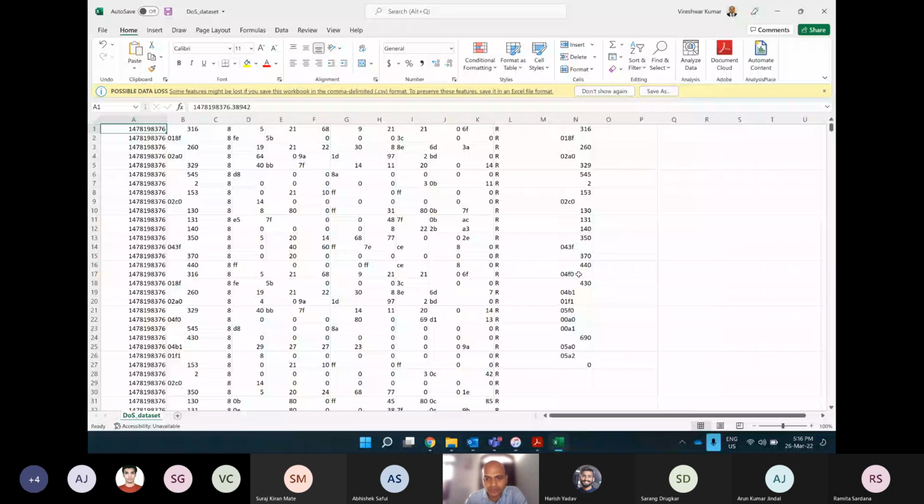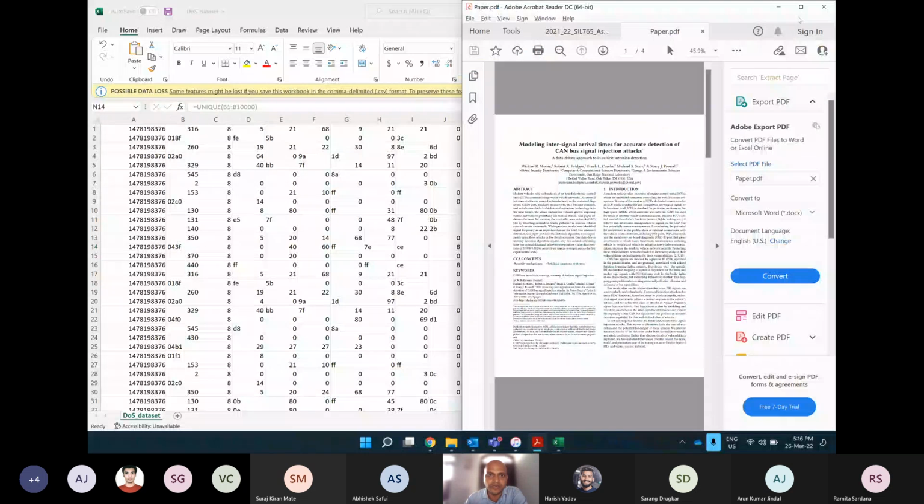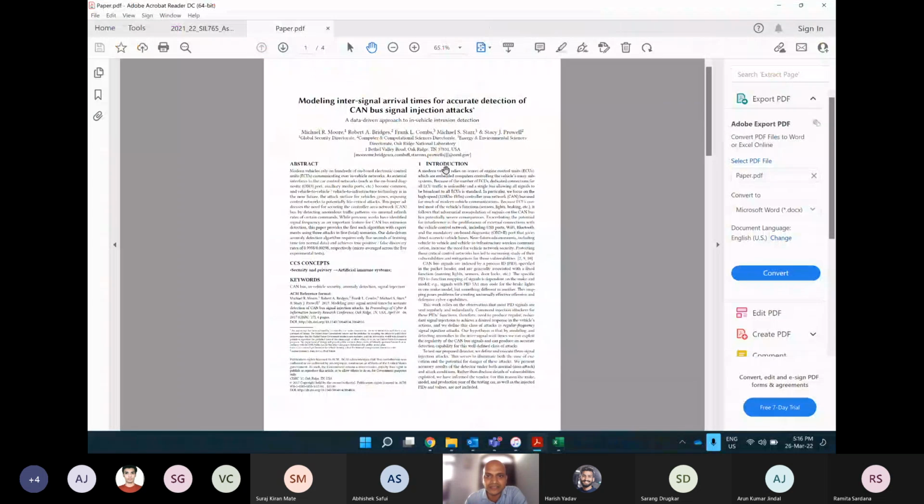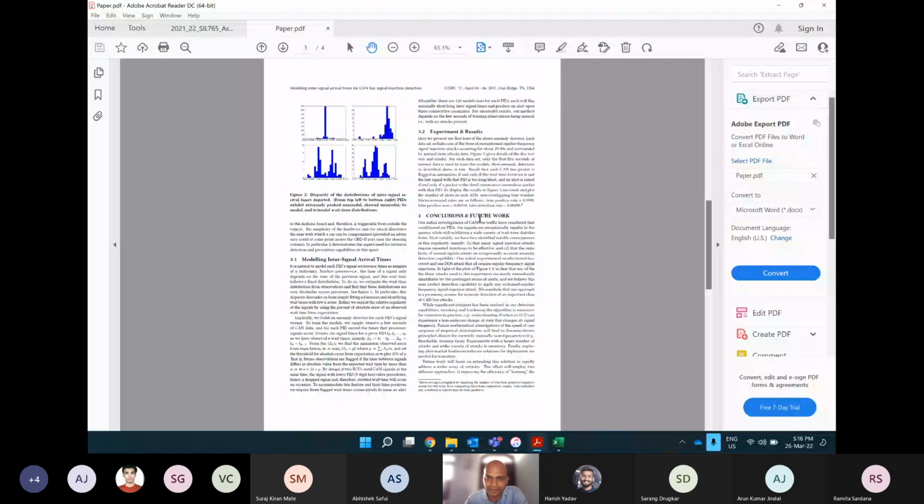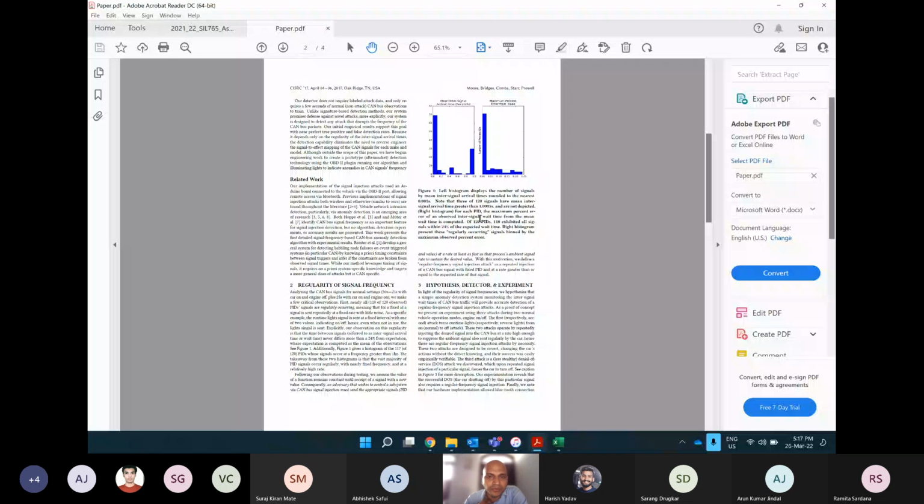Okay, now let me talk about what we could do. So, modeling inter-signal arrival times for accurate detection of CAN bus injection attacks. So you can go through some of the information that is given in this paper, and you could do a very similar thing. You could probably draw some histogram. That is also fine. I'm sure that even the histogram will indicate some anomaly that could be identified.